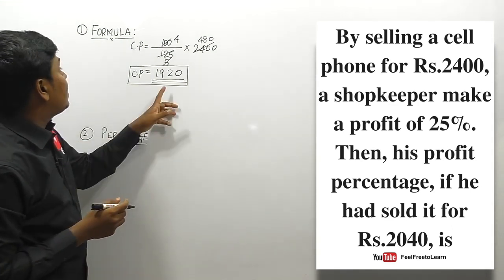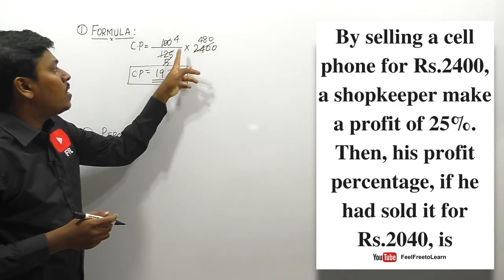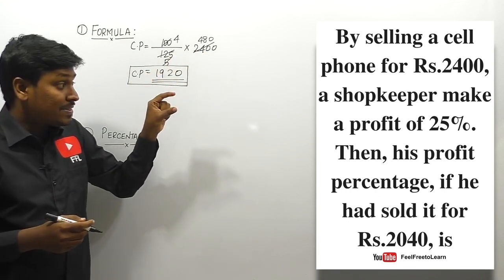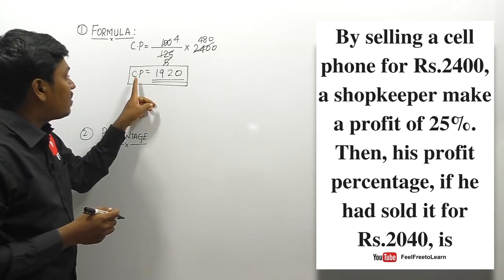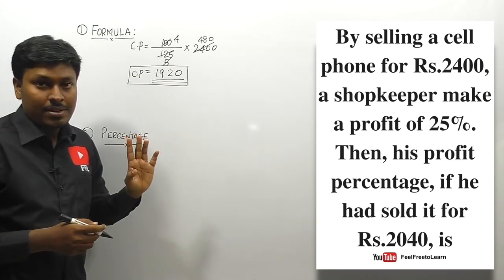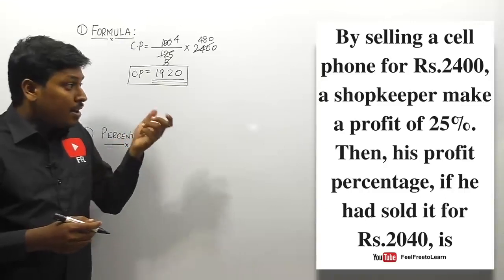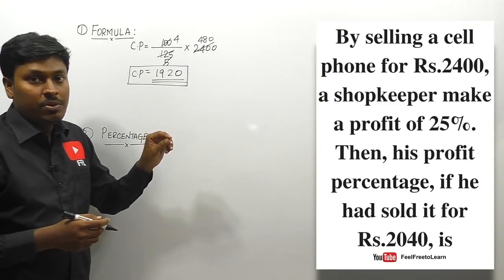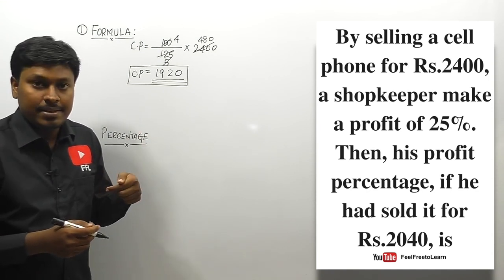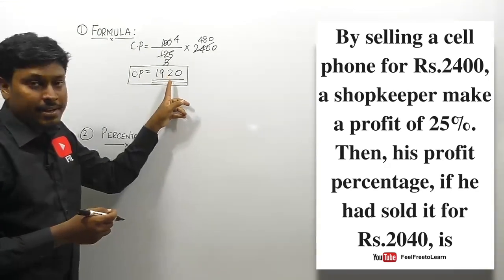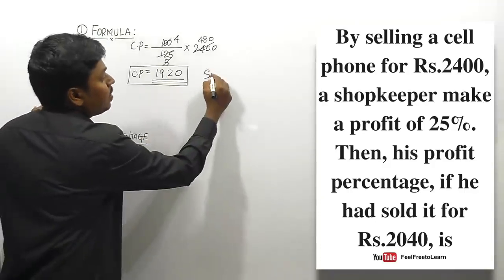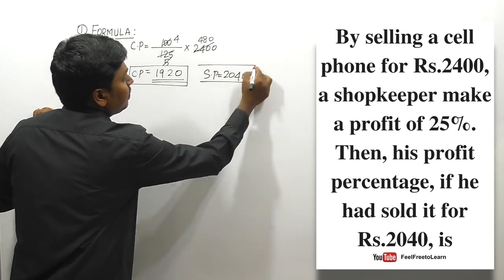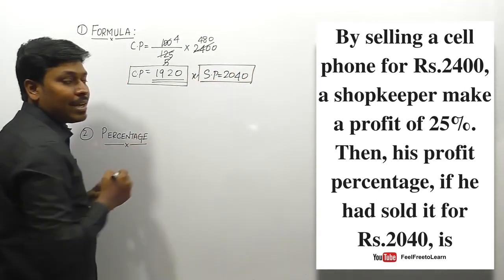After selling it for 2400 rupees, he got a profit of 25 percentage. By using the first 3 lines of data alone, we have calculated the cost price of the mobile phone, which is 1920. Now if he sold the same mobile phone for 2040 rupees, our target is to find the gain percentage. Here the cost price will be 1920 and the selling price will be 2040. So now we need to find what will be the gain percentage.